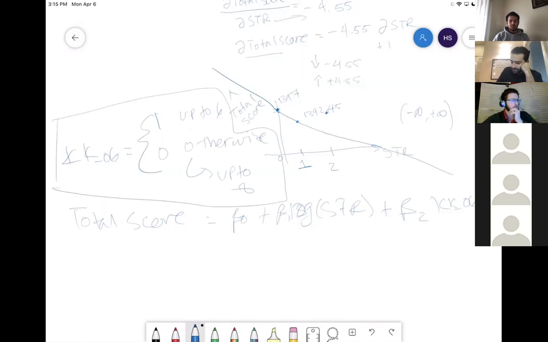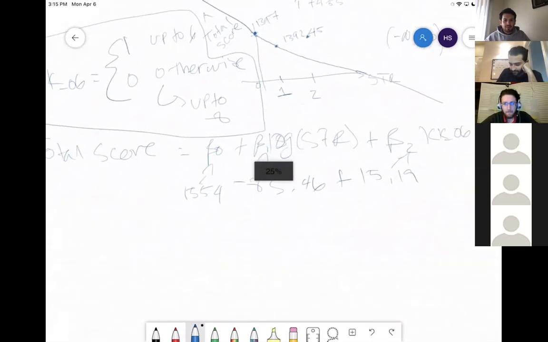Okay, so let's interpret this model then. We have beta 0 estimated at 1554. Beta 1 is estimated at minus 83.46. And beta 2 is estimated at 15.19. That's what these coefficients are estimated as. Sorry, is this too messy to understand? It's fine, Hassan. Okay, thank you.